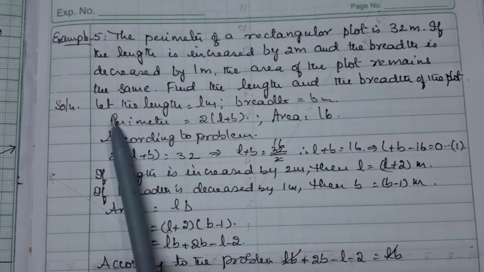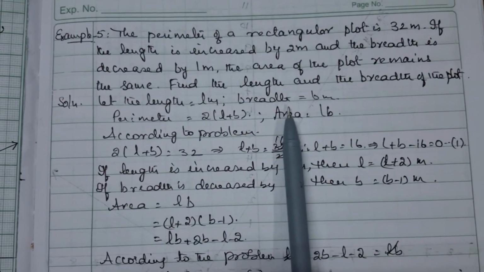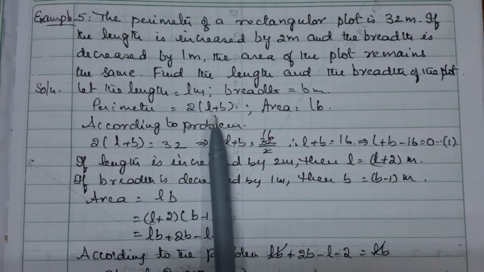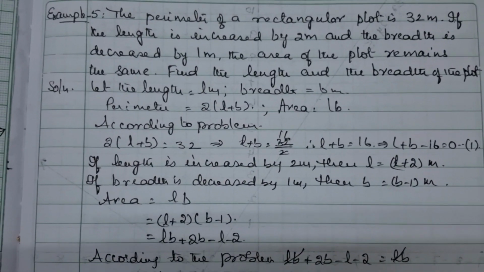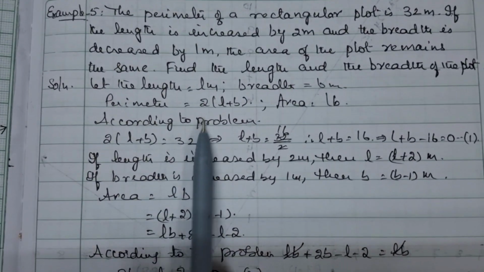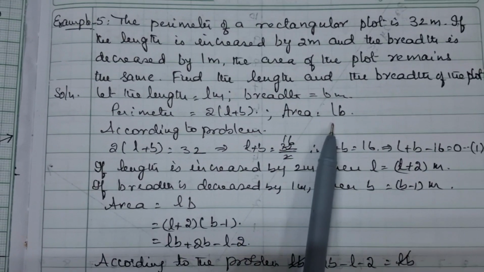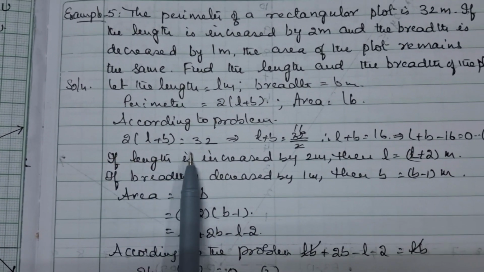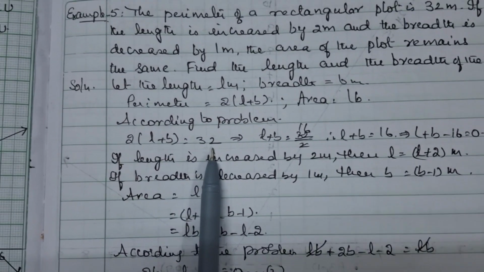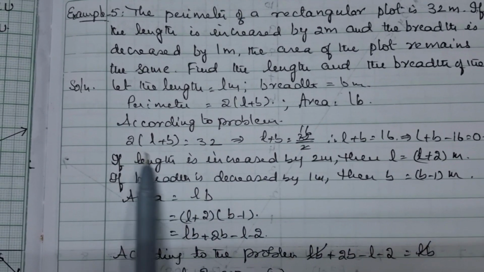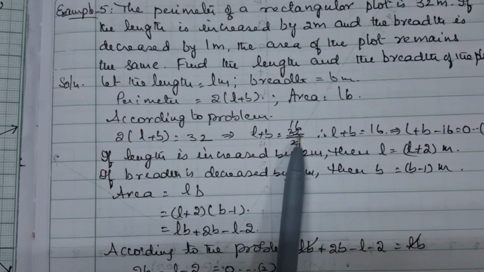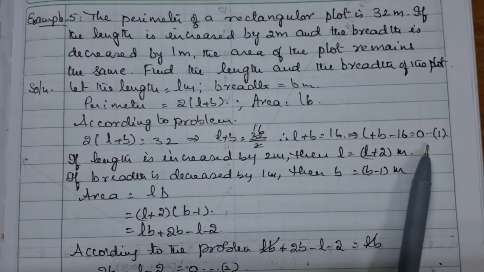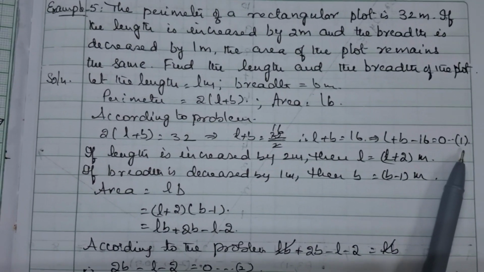See, the length of the plot is L, the breadth is B meters. The perimeter formula is 2 into (L plus B), and the area is L into B. According to the problem, they have given the perimeter, so 2 into (L plus B) is equal to 32. Sending the 2 to the other side, 32 by 2 is 16, so L plus B is 16. That means L plus B minus 16 is equal to 0 is one equation.